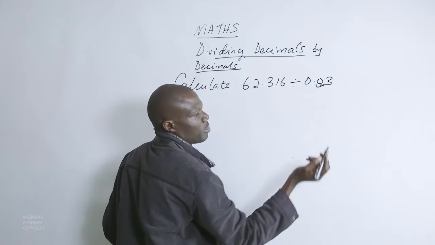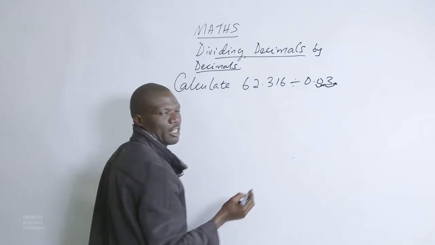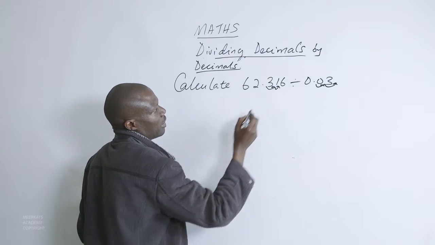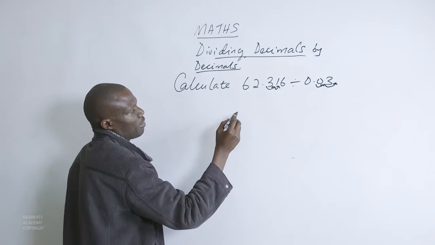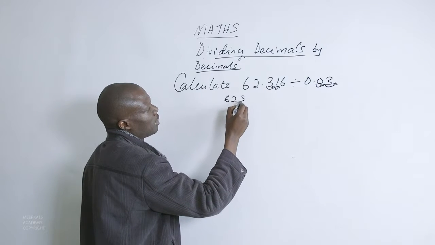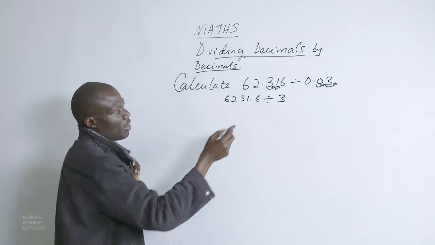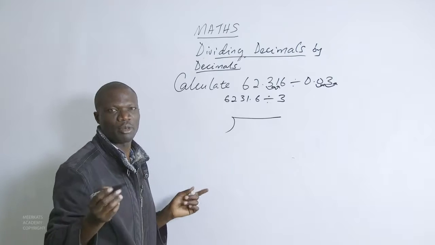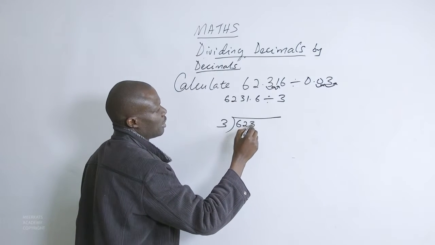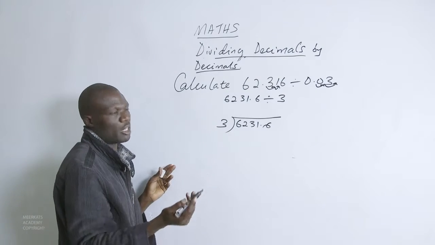So the first thing we need to do, we shall move the decimal point. That gives us 0.3, it's not a whole number. You move there, it gives us a 3. So the same 2 steps we shall move here. Then we shall have now the division as 6231.6 divided by 3. Now, we are dividing a decimal by a whole number. It becomes a bit easier. Now, the division becomes normal.